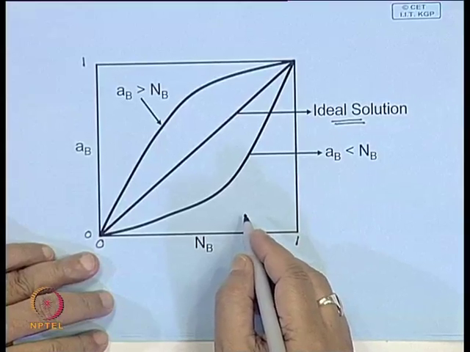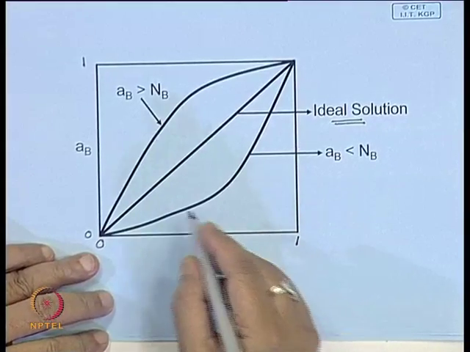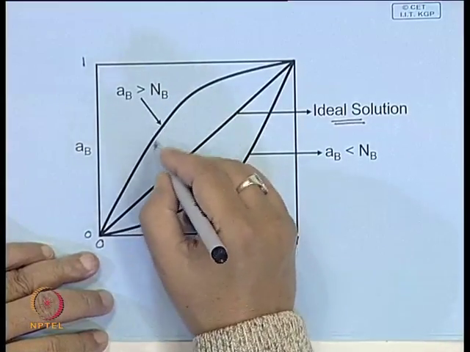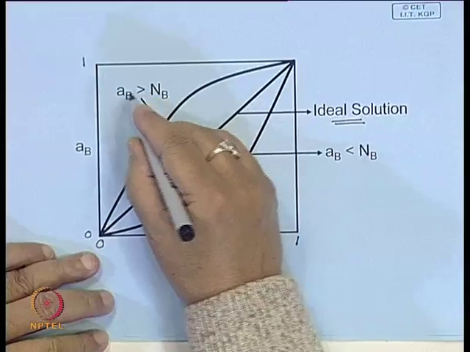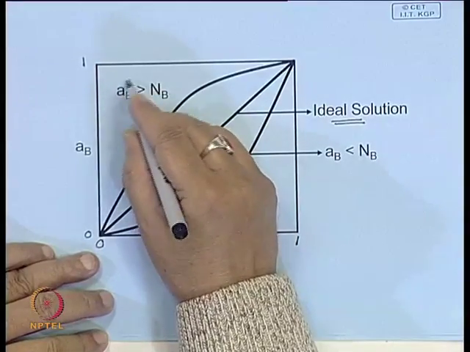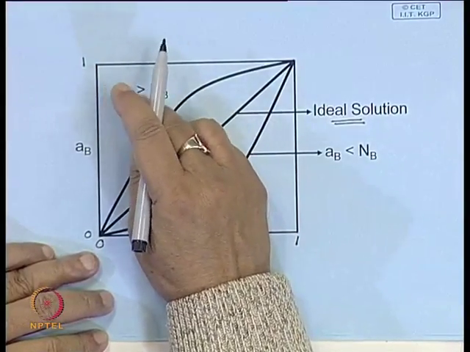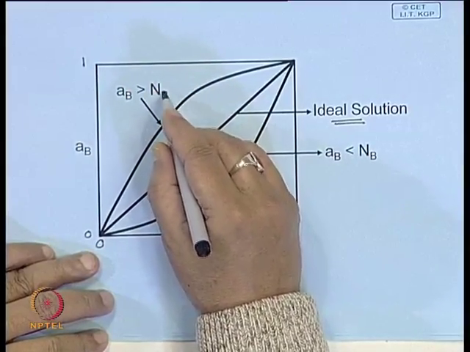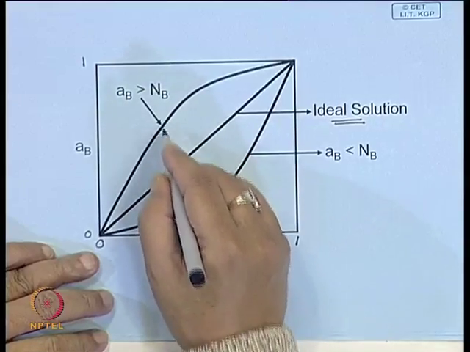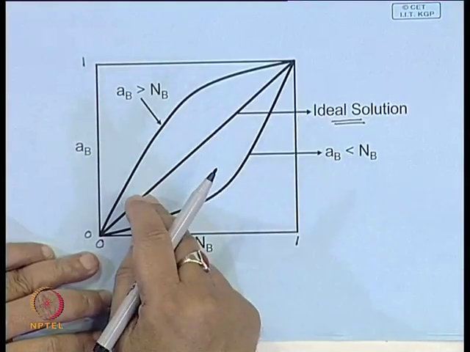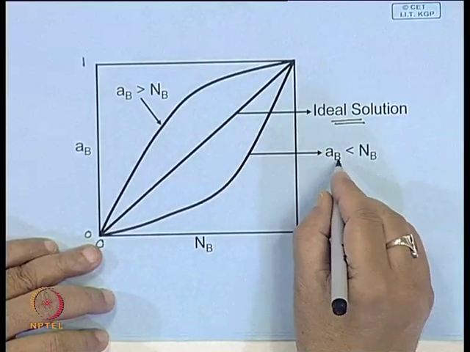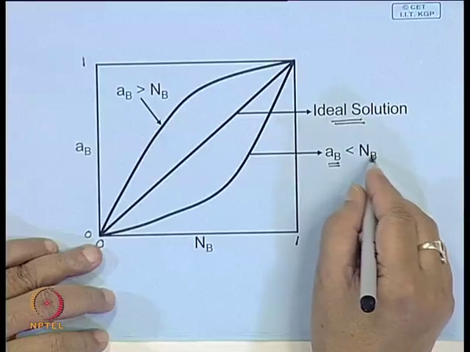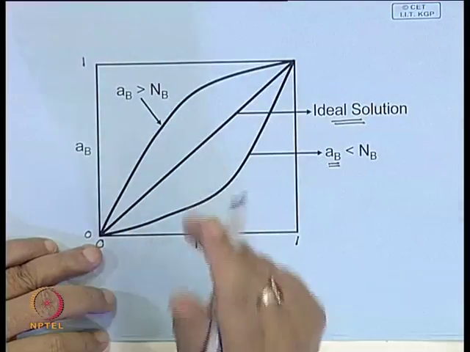Now, in reality this never happens and you get both positive and negative deviation. So, in one case here, let us say you have activity, which in one way you can say is the effective concentration. Effective concentration is more than the atom fraction of B here, so it is higher than this. Similarly, you can also have a situation where the effective concentration of B is less than the atom fraction of B. In that case, you have a negative deviation.